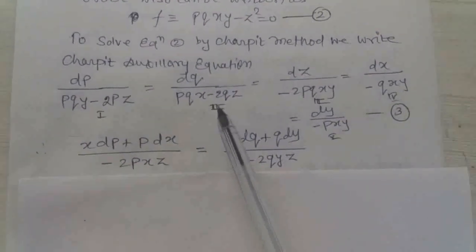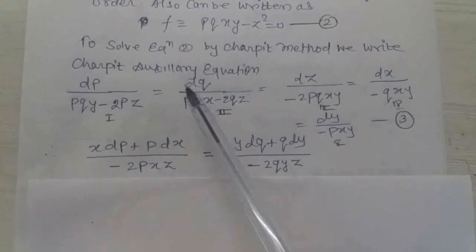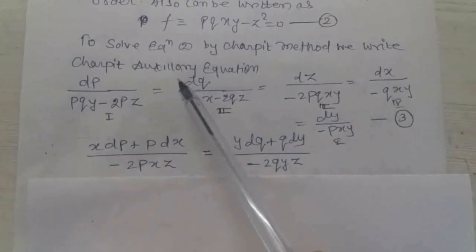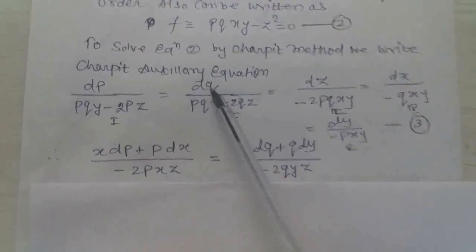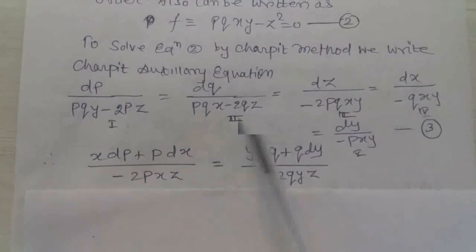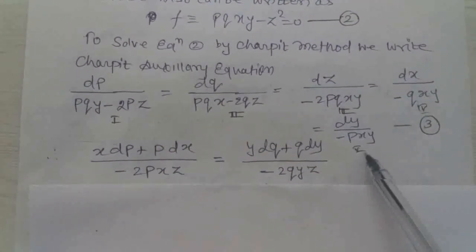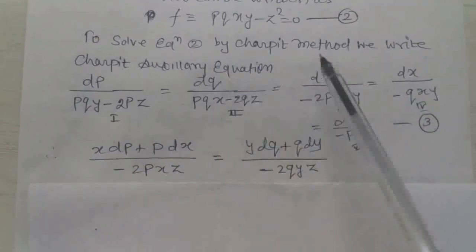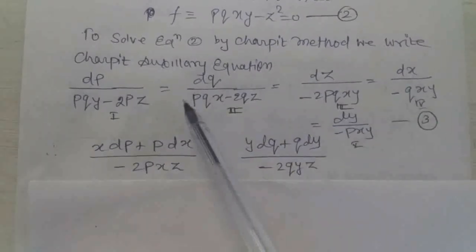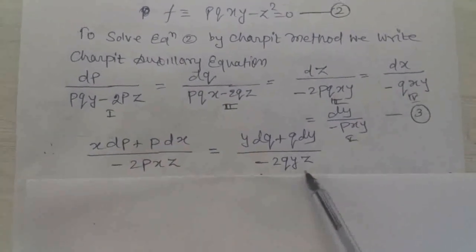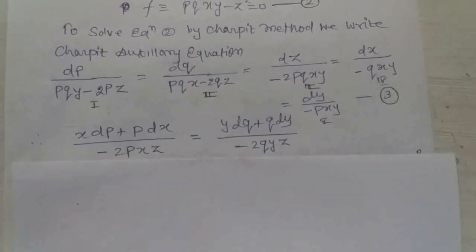Similarly, we take the second and fifth parts and choose the multipliers y and q. That is, we multiply numerator and denominator of the second part by y and of the fifth part by q, and adding we get (y dq + q dy) upon −2qyz, and these two ratios are equal to the previous ratios.